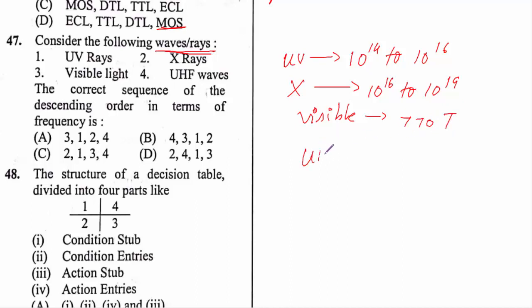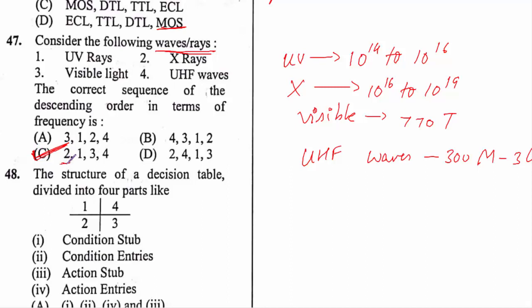In the case of UHF, ultra high frequency, it is of the order of 300 mega to 3 giga. So you have to arrange in descending order. The option that follows is option C, which holds good.